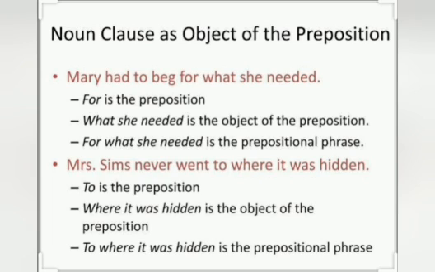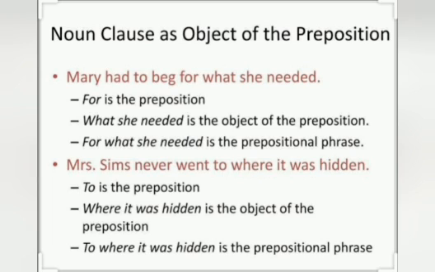Yes. Now what is the preposition there? It's "for". Okay? Just see in the sentence what is the subject. What is the subject? Mary. What is the verb? Beg. Yes? And what is the preposition? For. Yes? So, "what she needed" is the object of the preposition "for". Okay? And if we talk together, "for what she needed" is your prepositional phrase.